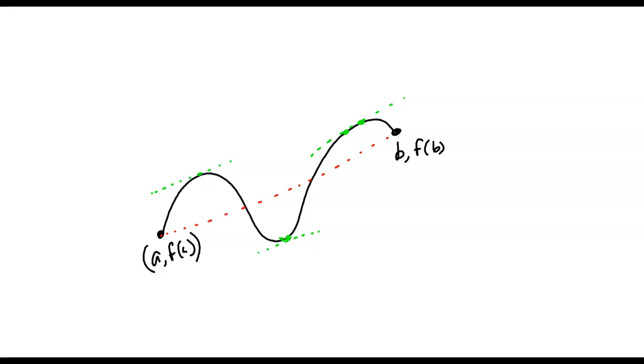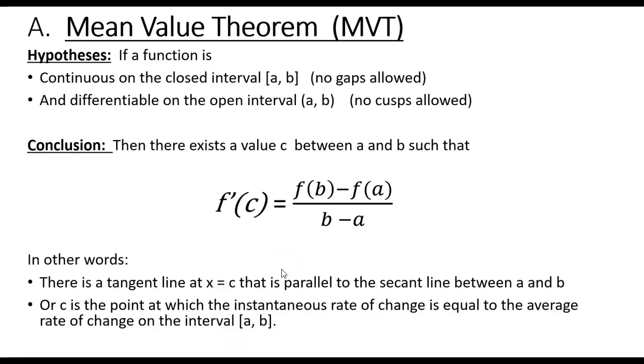my point in pointing this out to you guys is that so long as you have a continuous and differentiable function, there is going to be at least one, if not more, places where the instantaneous rate of change of your function is equal to the average rate of change of your function. And that's the mean value theorem. So now that we've talked about it, let's be a little bit more specific here.